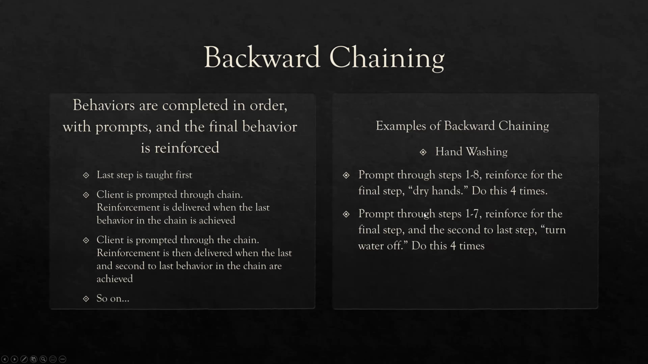We'll then prompt through steps 1 through 7. And as you guessed, we're going to reinforce for the final step and the second to last step. So now the client has to both turn the water off and dry their hands independently to receive reinforcement. And again, they'll receive escape as well, naturally from the chain or activity. So you can see it's essentially the exact opposite of forward chaining.